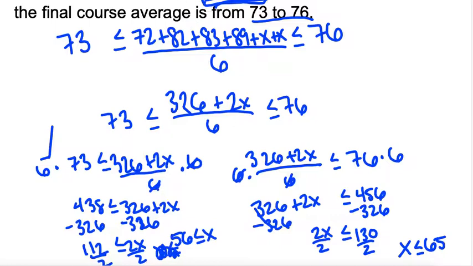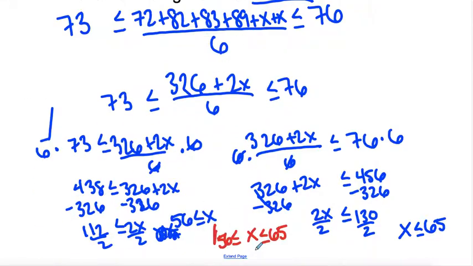So in order to earn a C in the class, we're going to bring this back together here. In order to earn a C in the class, x has to be greater than or equal to 56, but less than or equal to 65. So somewhere in there is what she would have to score in order to get a C in the class.